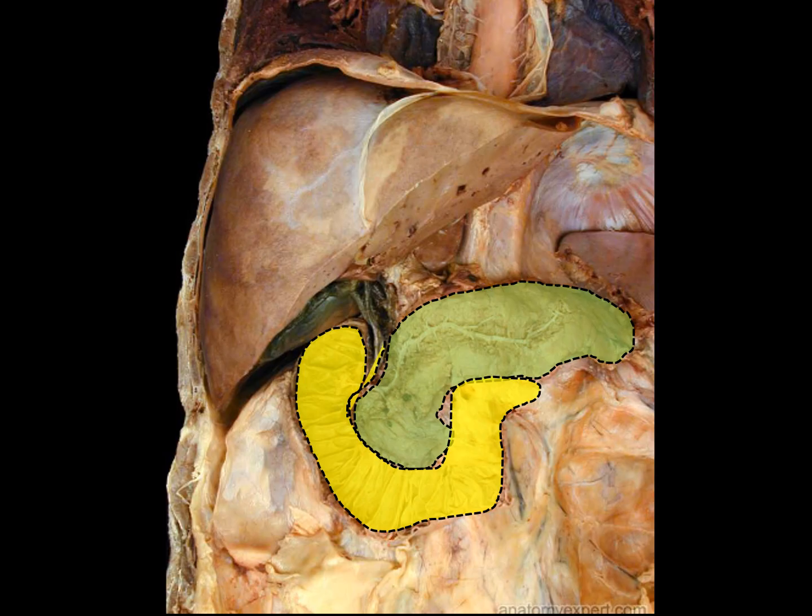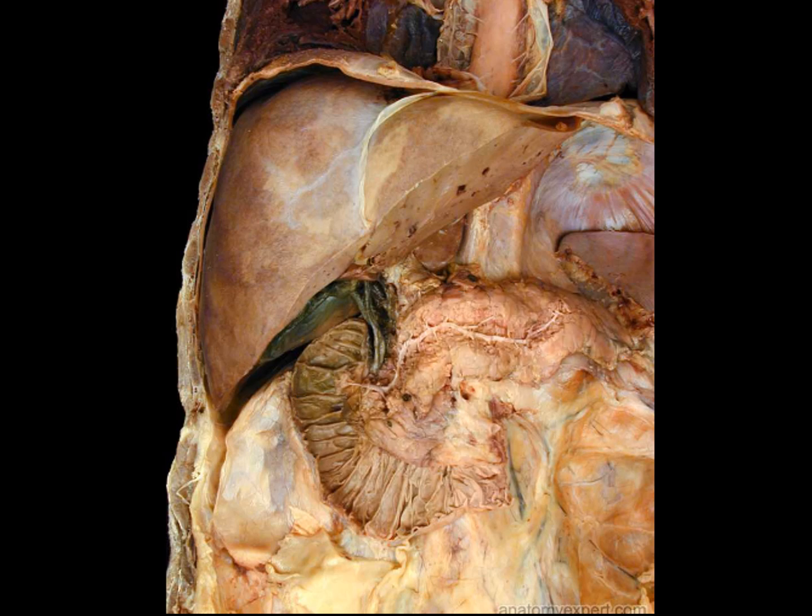You have to recognize the position of the pancreas, the green color, and the duodenum, the yellow color. Now look at the pancreatic duct inside the pancreas.